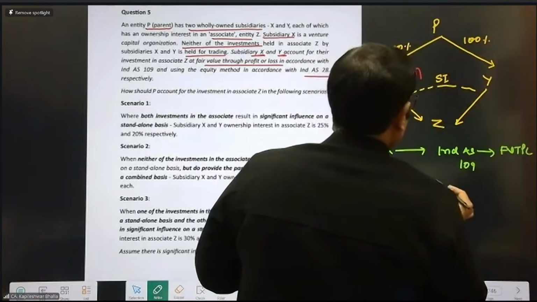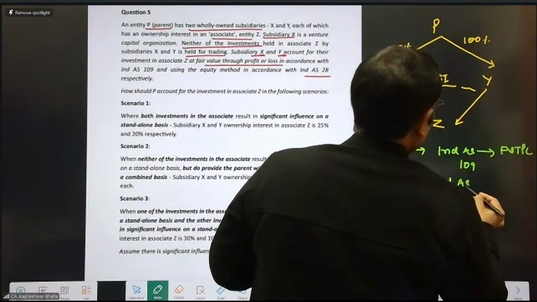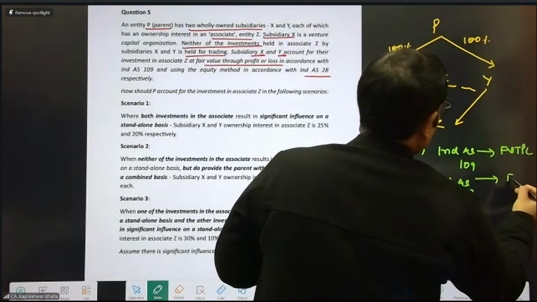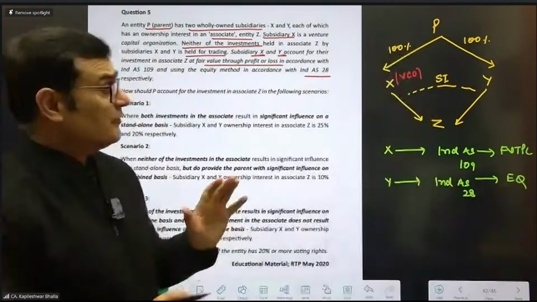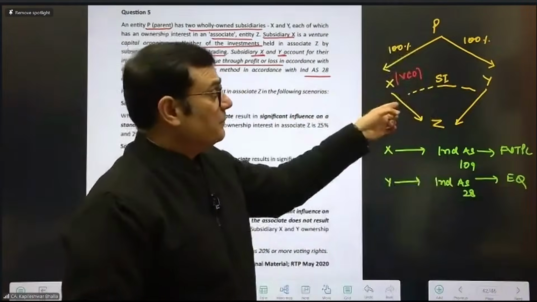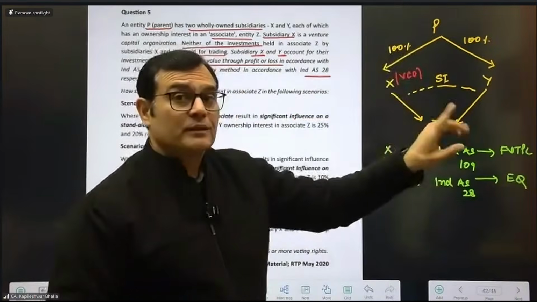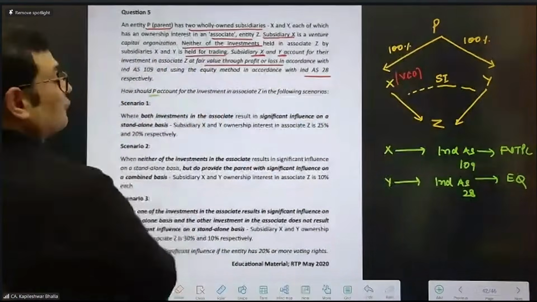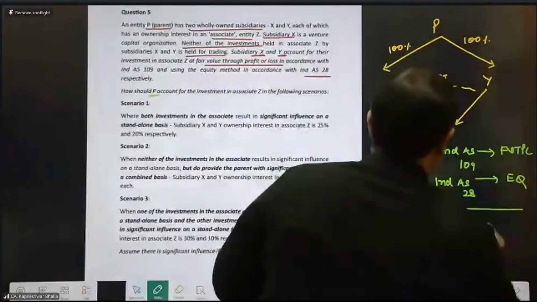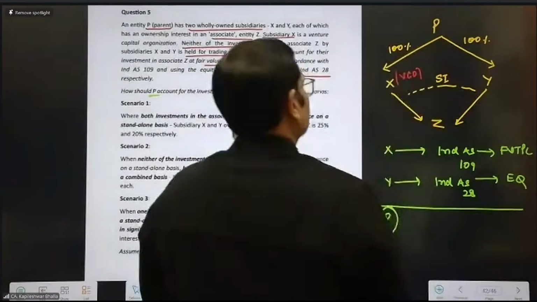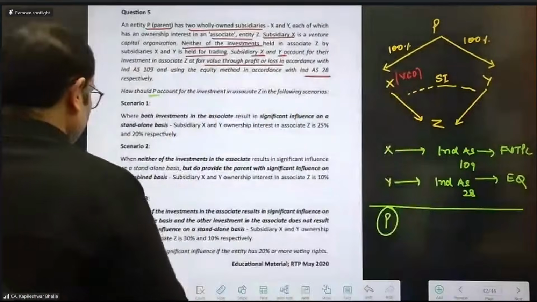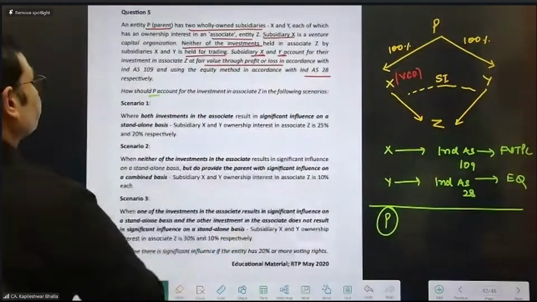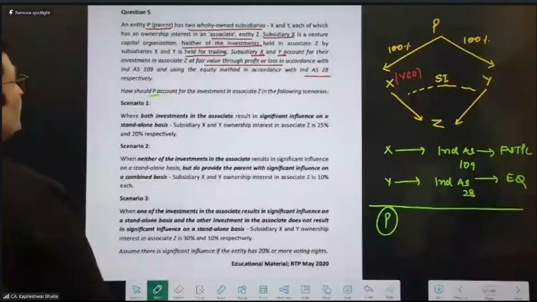And Y is concerned, he's applying Ind AS 28, and that is the equity method of consolidation. And that's fine because X is availing para number 18 and Y cannot avail para number 18. Now he says, how should P account for the investment? Now the agenda is, how would P account for this investment in Z? Now let's read further. There are three scenarios given.